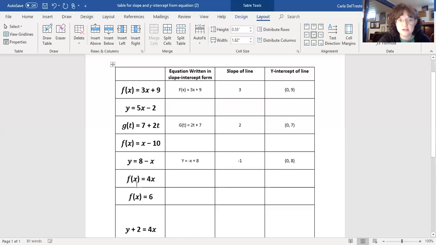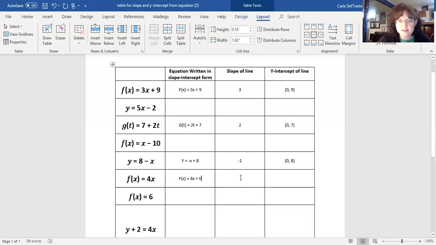Okay, let's look at the next one. f of x equals 4x. Seems to be a term missing, because there is no constant term shown here. Well, if there's no constant term shown, then that's just f of x equals 4x plus 0, because I can attach 0 to anything and it doesn't change it. So there's really a plus 0 there.